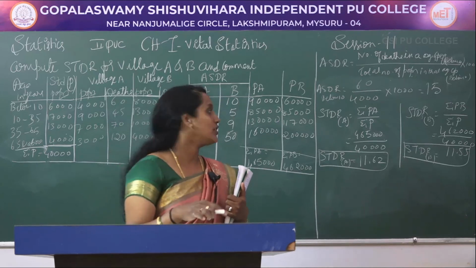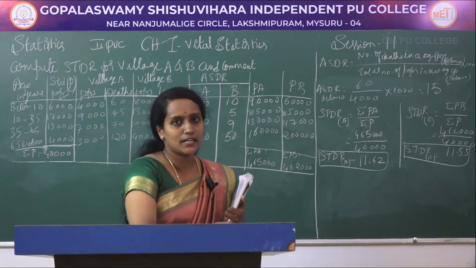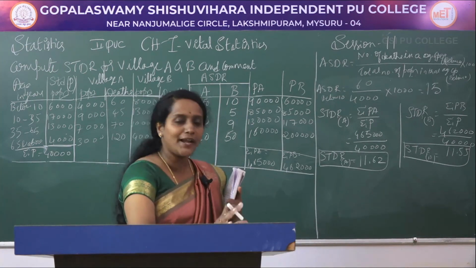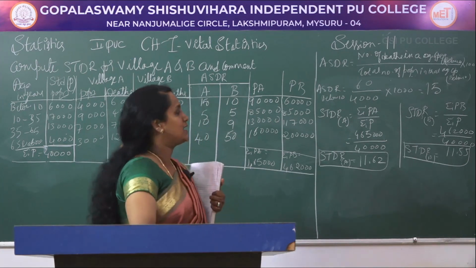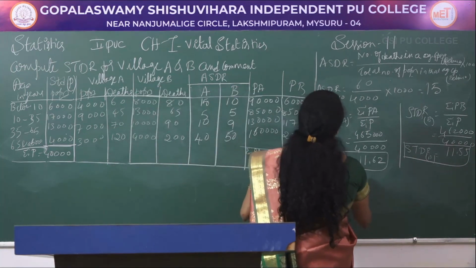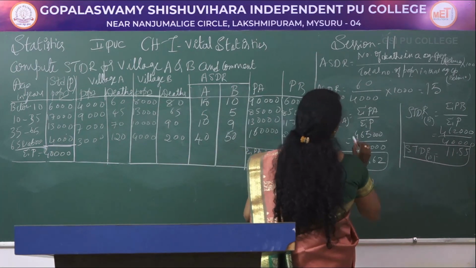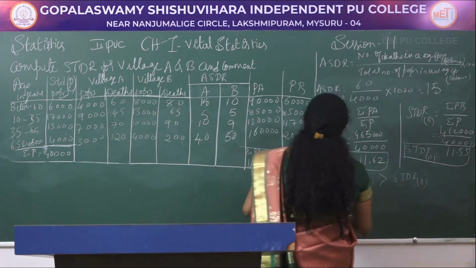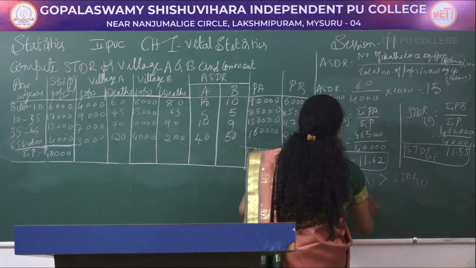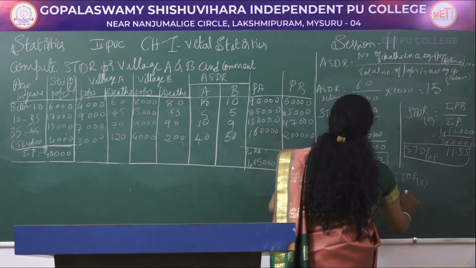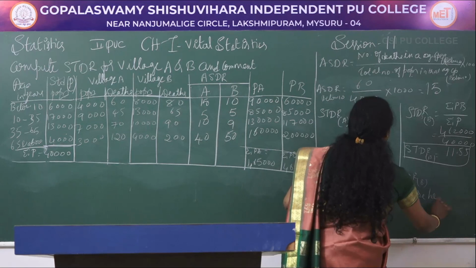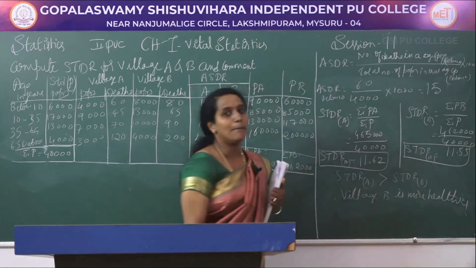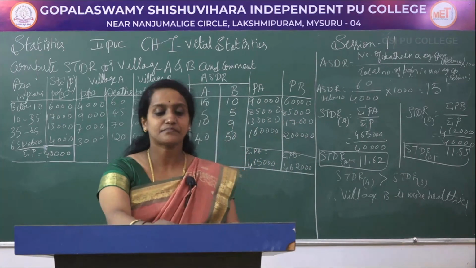So again here in village B, the death rate is less than village A. Even though it is a point difference, we have to consider that. So STDR of village A is greater than STDR of village B. Therefore, village B is more healthier, or we can write the death rate is less compared to village A.